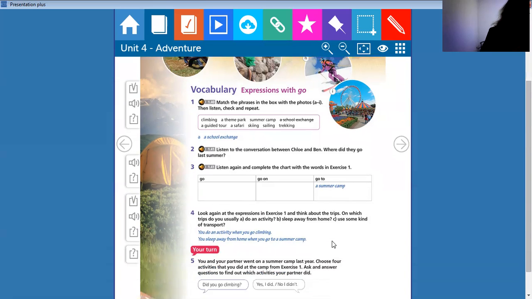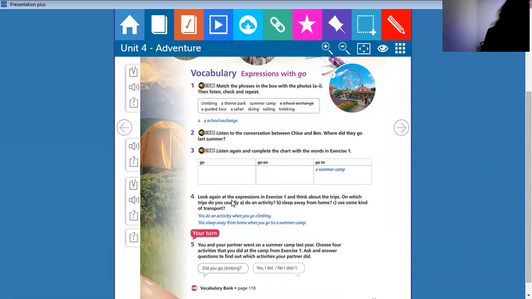Now the next, exercise 4. Look again at the expressions in exercise 1 and think about the trips. On which trip do you usually do an activity, sleep away from home, use some kind of transport? Here you have examples. You do an activity when you go climbing. You sleep away from home when you go to a summer camp.